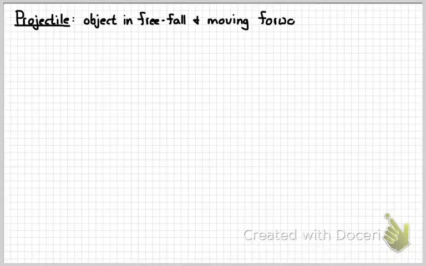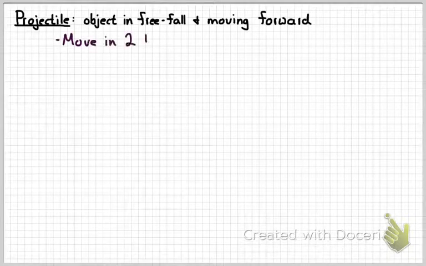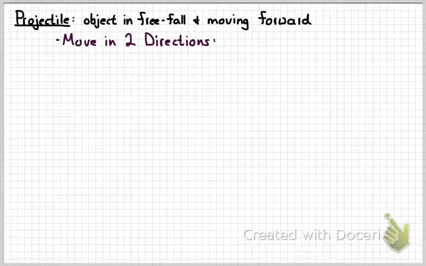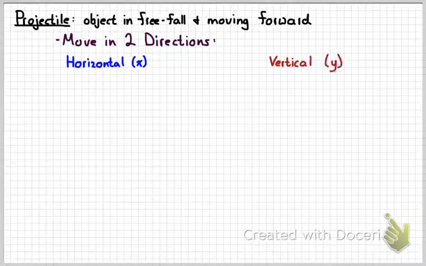The other 2D motion big concept we had was that of a projectile. Remember that a projectile is something that's in free fall and moving forward. It's not just tossed or dropped, it's also projected forward. That means that it's moving in two directions, the horizontal or x direction, and the vertical or y direction.